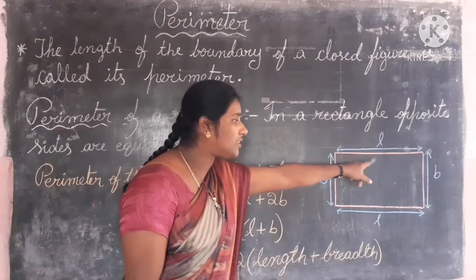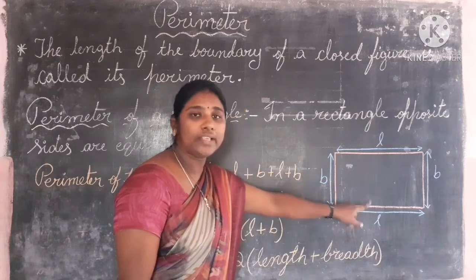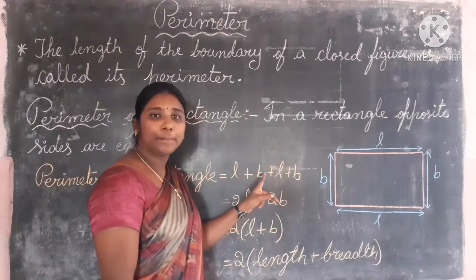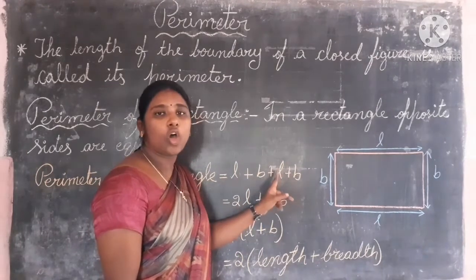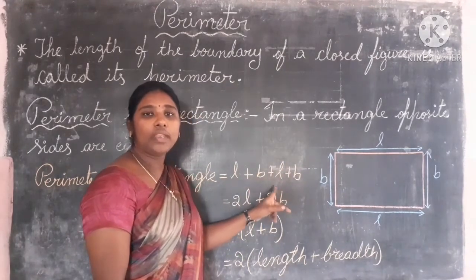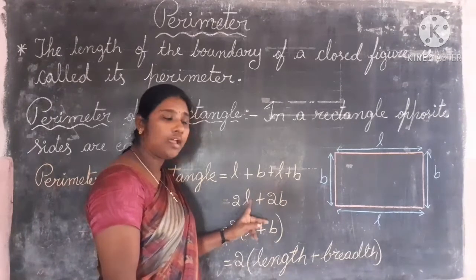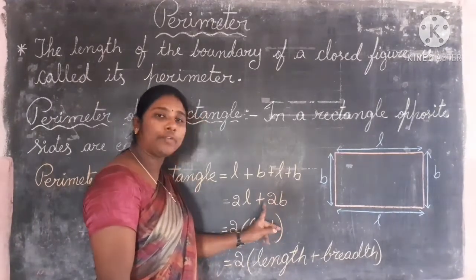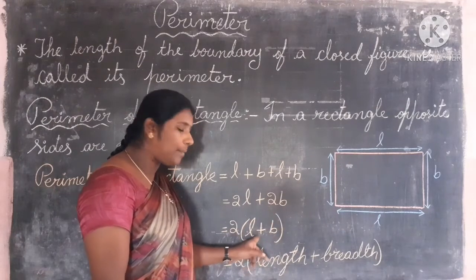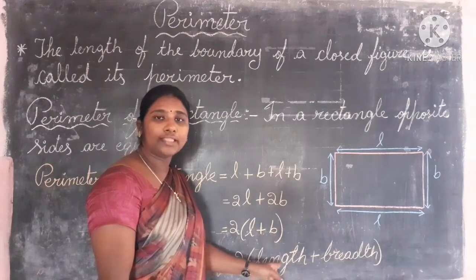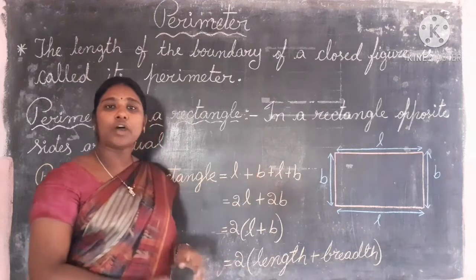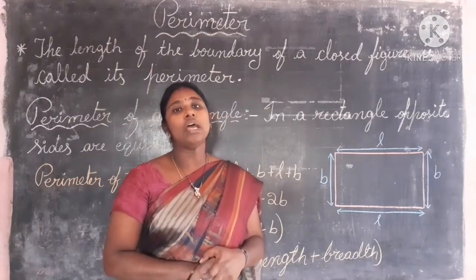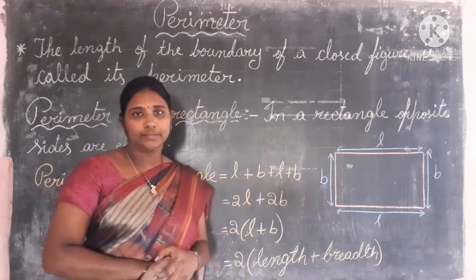Length plus breadth plus length plus breadth. L for length, B for breadth. So L plus B plus L plus B. How many lengths are there? 2 lengths, 2L. How many breadths? 2 breadths, 2B. So take 2 common: 2 into (L plus B), 2 into (length plus breadth). So the perimeter of the rectangle formula is 2 into (L plus B) or 2 into (length plus breadth).